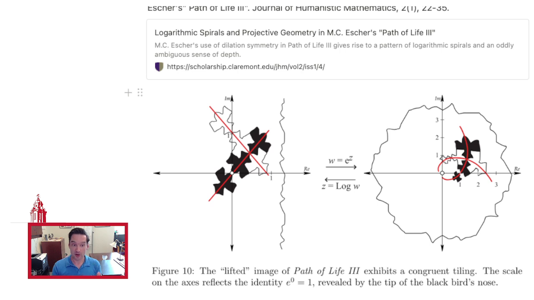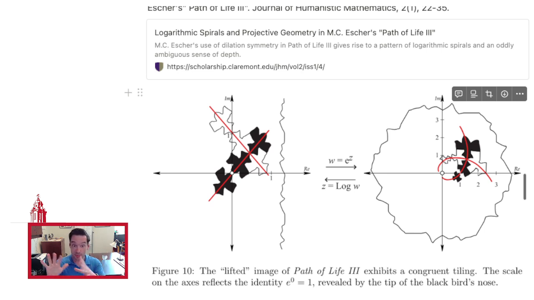And the red curves, which we saw on the original Path of Life 3, indeed did straighten out into straight lines, sort of these oblique straight lines intersecting one another in this version of the complex plane. And so one of the neat things that this does is it gives us a recipe to make our own Path of Life 3 style diagrams.